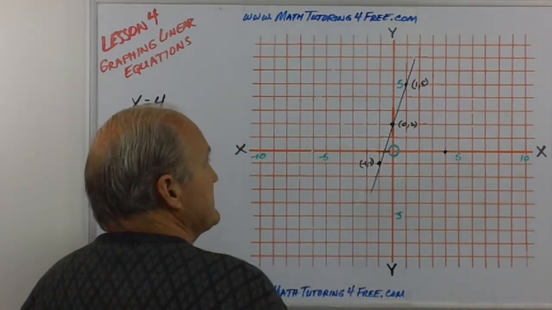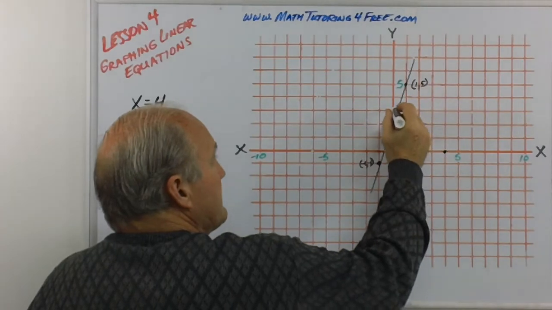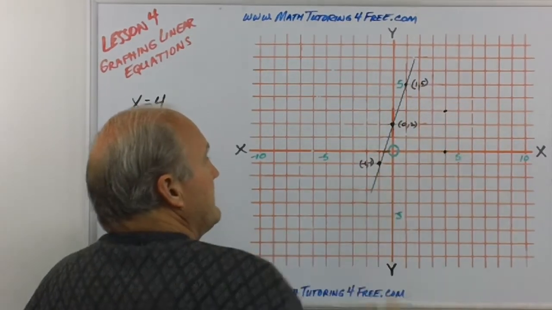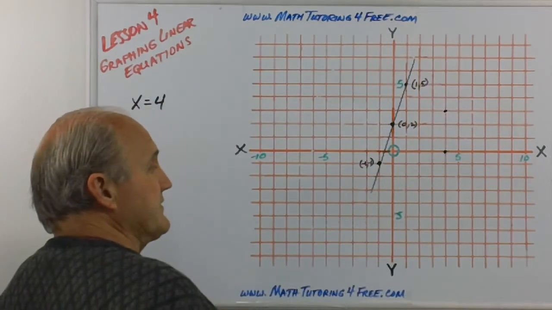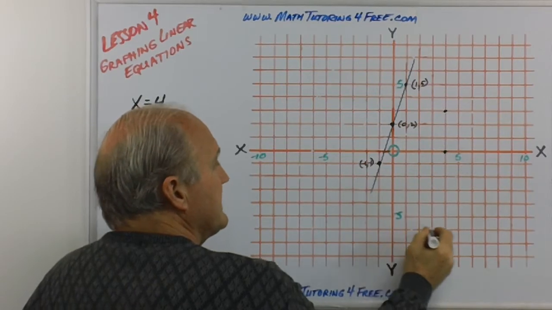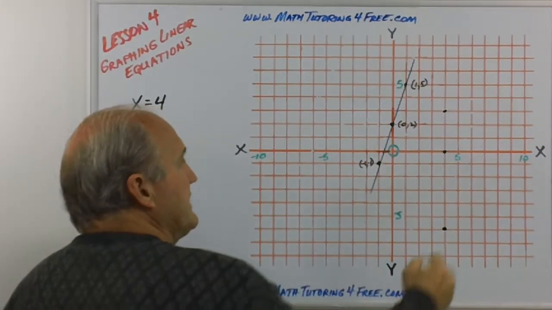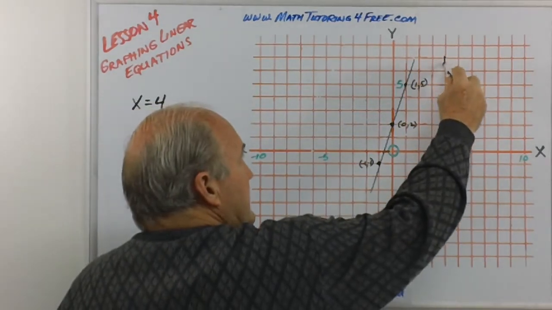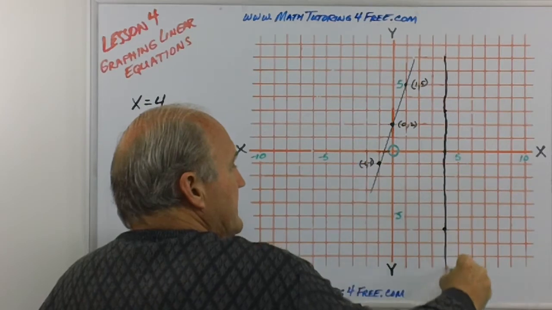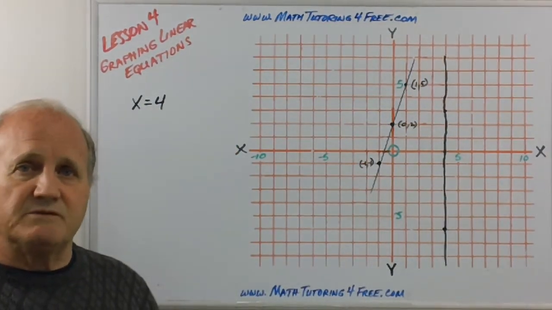What is x when y is, let's say, 3? When y is 3, then x is still 4, isn't it? When, let's say, y is minus 6, we come down here, what is x? X is still equal to 4. So if we connect these, anything that we have, we're going to be on that line, because x is always equal to 4.